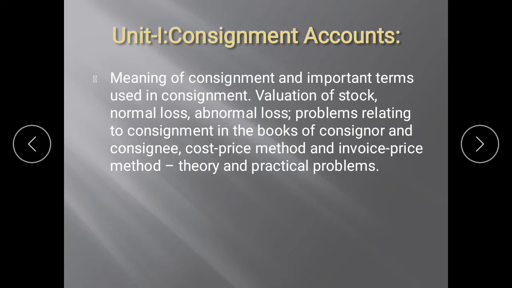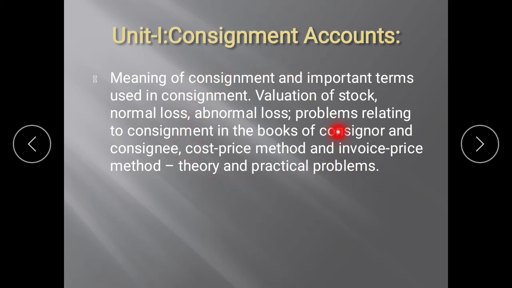So let's move towards the first unit. The first unit is about consignment accounts. It will consist of meaning of consignment and important terms used in consignment, valuation of stock, normal loss, abnormal loss, problems relating to consignment in the books of the consignor and consignee. And there are again 2 methods: cost price method and invoice price method, theory as well as practical problems.